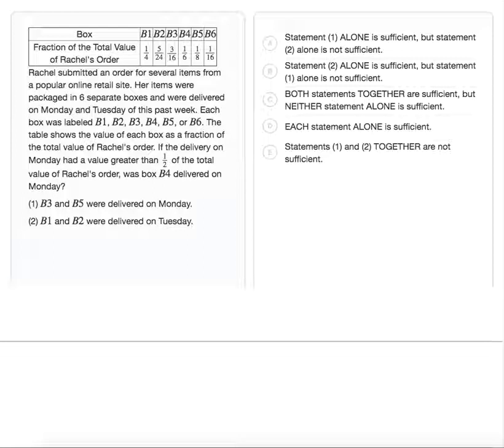To make things a bit easier, we're going to change all of the fractions so they have a common denominator of 48, which is the least common denominator. So let's go ahead and do that. So we have 6 boxes, B1 through B6. And we have the corresponding fractions with the new denominator 48.